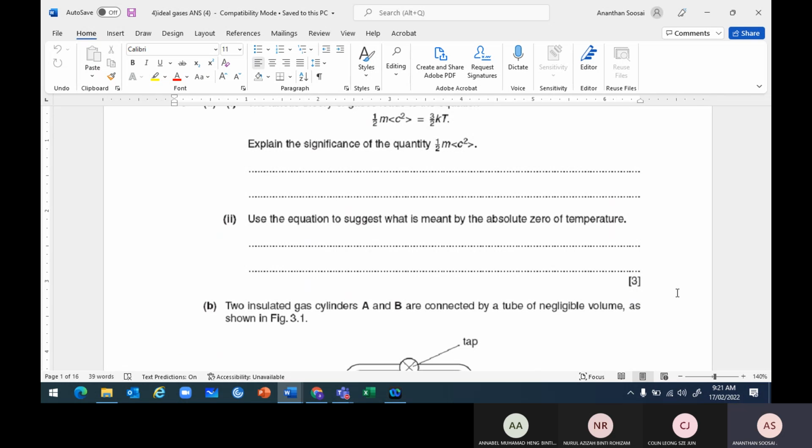Don't say the particles possess zero energy. Wrong. Is it that the particle has zero energy at 0 Kelvin? No, it possesses some energy. What type of energy does it possess? Anybody? At 0 Kelvin, what type of energy might it possess? Potential energy. Kinetic is definitely zero, but it has potential energy because of the intermolecular forces. Yeah, but kinetic is definitely zero.